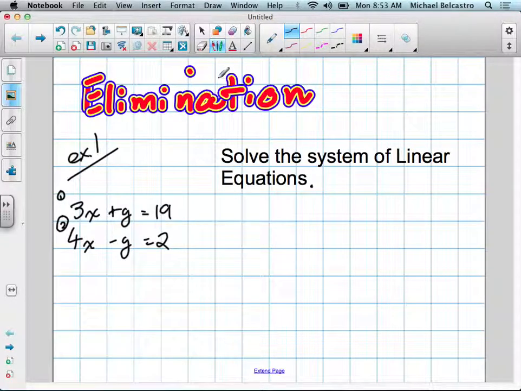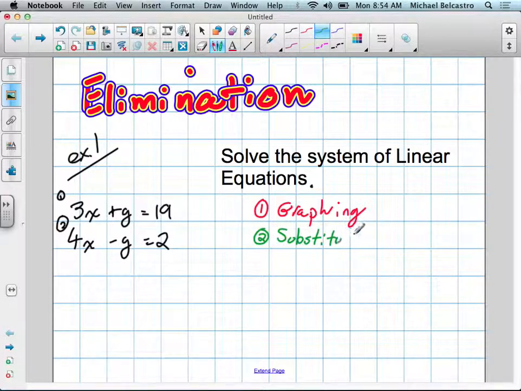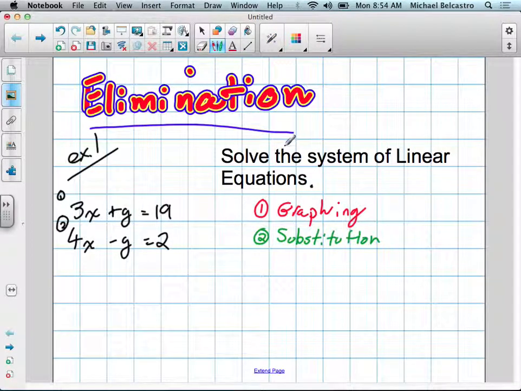So, we've already learned two. So before we go on to our new method, can anyone name the first one we had learned? To solve a system of linear equations, what do we do? Graphing. We can solve them by graphing the two lines and finding the point of intersection. What's the second one we learned? Substitution. Good. And finally, the third one is what we're going to go over today, which is by elimination.